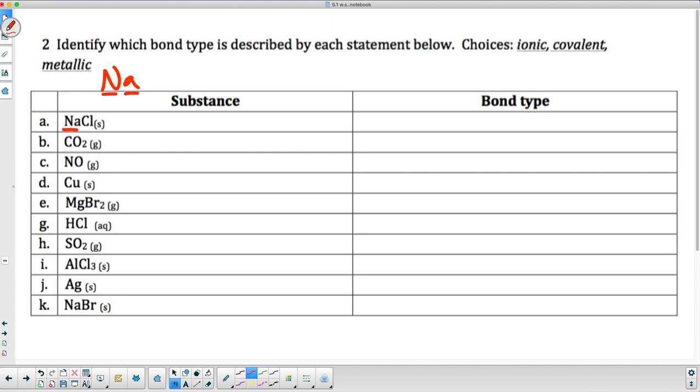That is for one element. If you find this element on the left-hand side of the periodic table, that means it's a metal. So this is a metal. And Cl, if you find that on the other side, that means it's a nonmetal. And what we have then is an ionic bond.